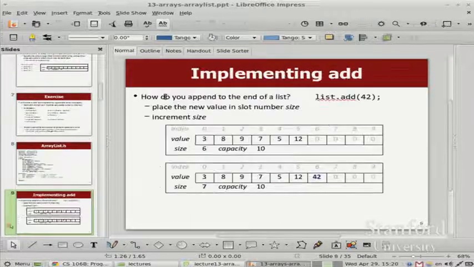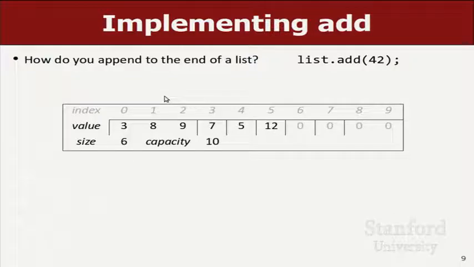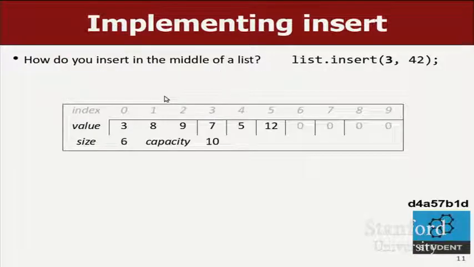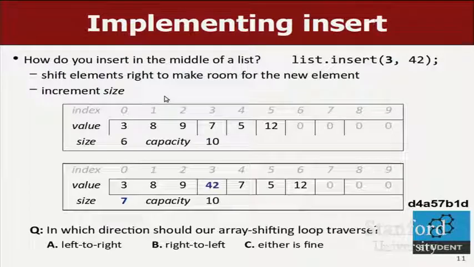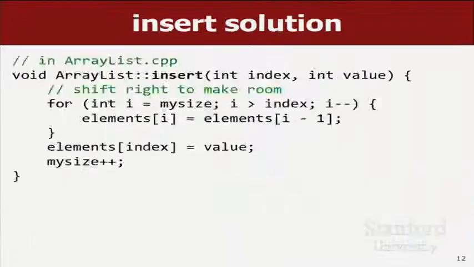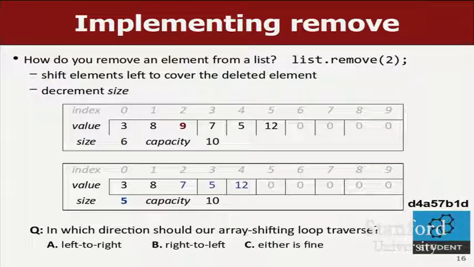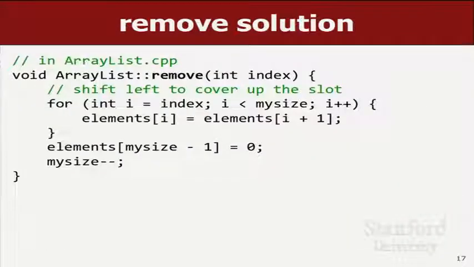We did adding, and we did inserting. Adding is pretty easy. We did inserting in the middle, where you have to shift things over. Like to make room for this 42, you have to do a loop and shift things over. We did that. We did some other methods. We did some removal code where you have to shift things to the left. So that's kind of where we are today.